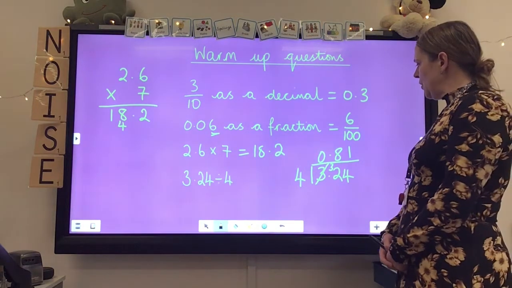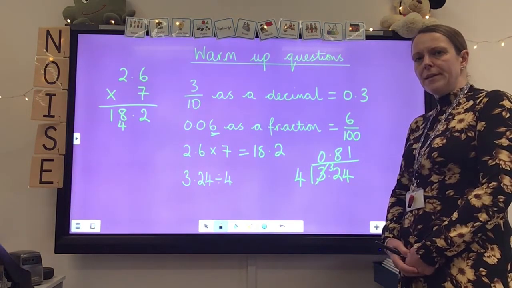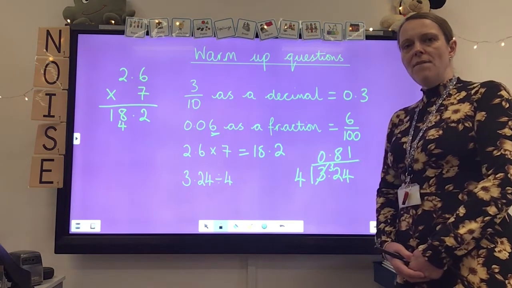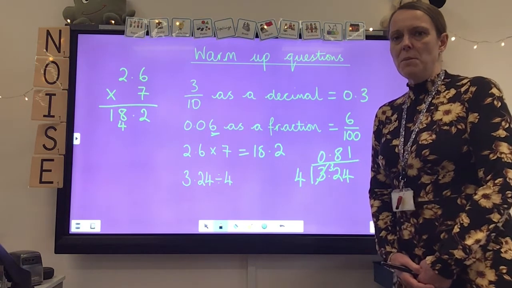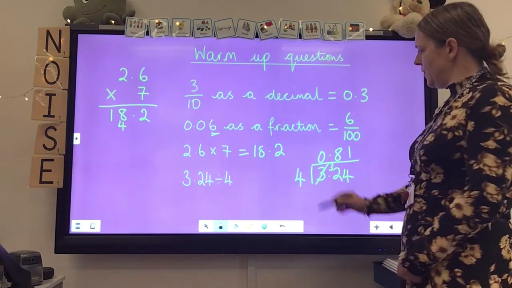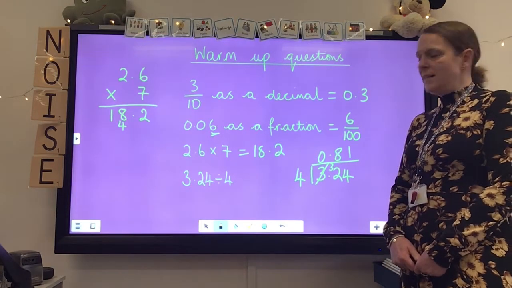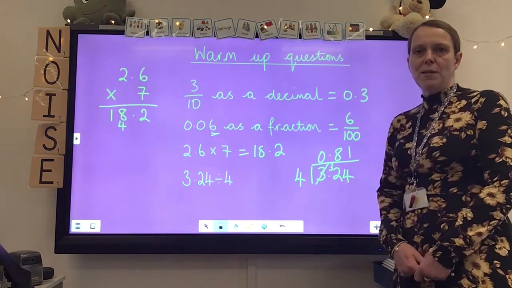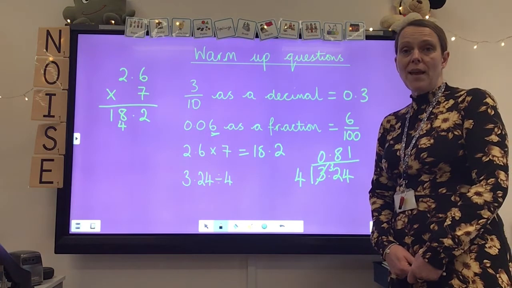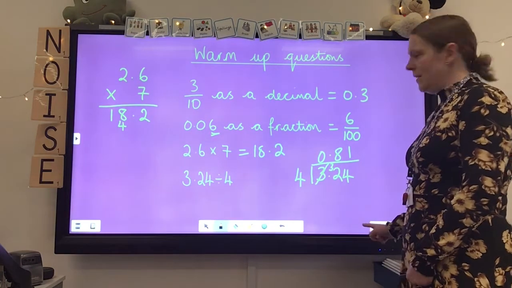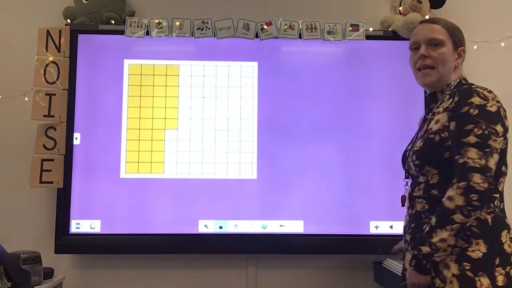What could I do to double check my answer? Have a think. That's right, I could do the inverse, and the inverse of division is multiplication. So to double check my answer, I could do 4 times 0.81 and see if I get 3.24 as my answer. So you might want to have a go at that now and see if that works. Okay? And then restart when you're ready. But let's move on to today's lesson.